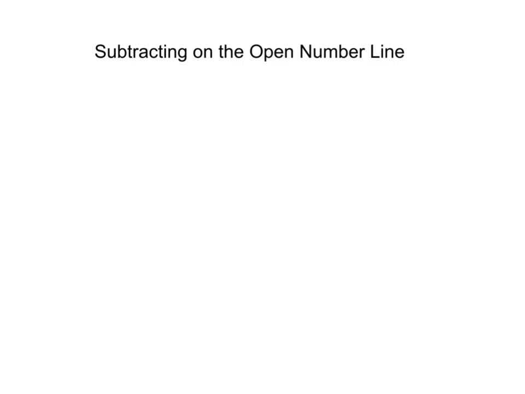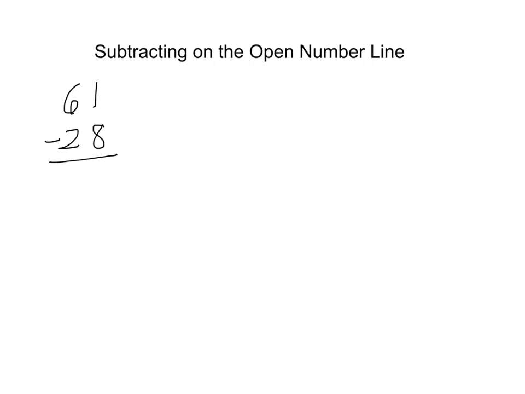Adding on the open number line is very useful, but subtracting on the open number line can be an essential way for students to understand how subtraction really works. We're going to talk eventually about trading and borrowing, but there is no trading and borrowing on the open number line. It's just moving from one place to another. Let's start with a simple equation, 61 minus 28.